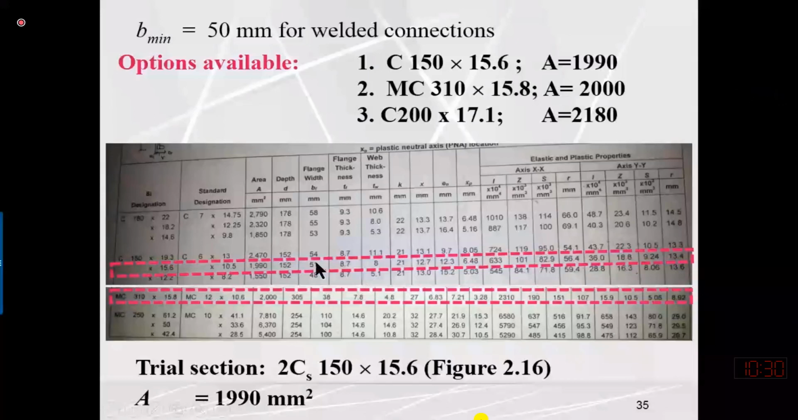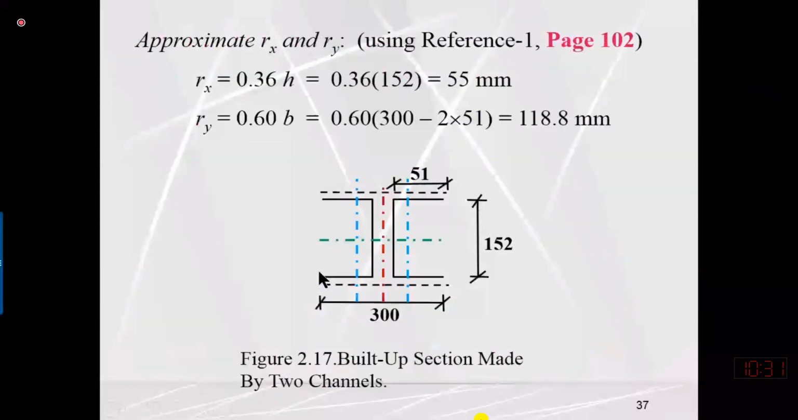So we know this value is 51. Actually, we know the moment of inertia of a single channel about its own y-axis, and we need to transfer the moment of inertia from the y-axis of this single channel to the y-axis of the built-up section. So we need to find the distance between the y-axis of the single channel and the y-axis of the built-up section.